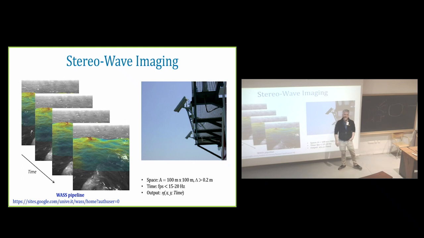The typical size of the area you can frame is of the order of 100 meters by 100 meters, with a spacing after gridding larger than 0.2 meters. There is no particular limitation for the frame rate. It's more related to your hardware, but you can quickly get up to 15 to 20 hertz. The good point is that you directly have the sea surface elevation as an output, so you don't need any modulation transfer function correction or anything. It is a geometrical computation of the field.